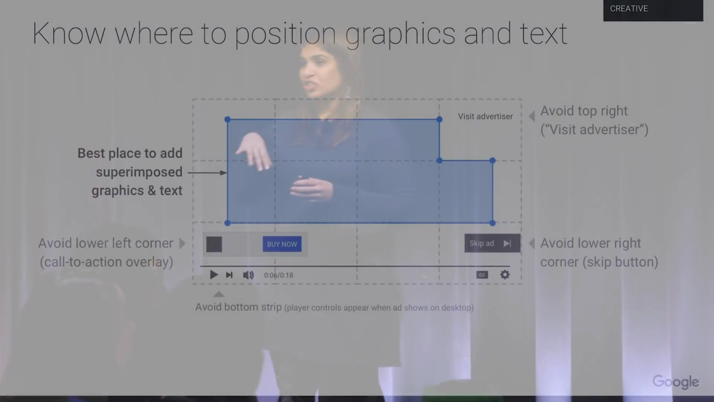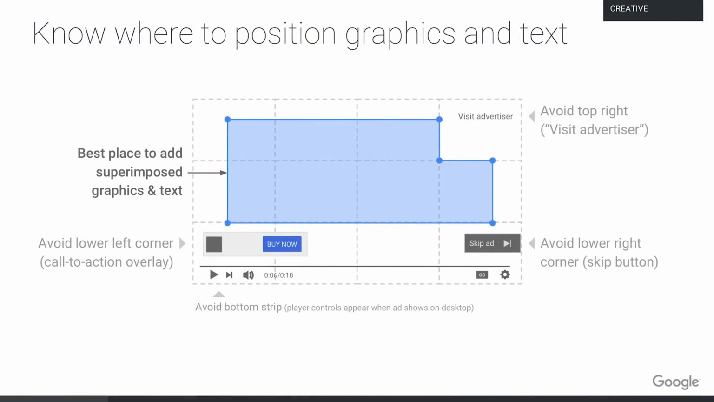So if we go back to that Neutrogena example, where we saw the one wipe away, the product showcase right dead center, you want to work within this box that's colored in blue, because you have to think about, on YouTube, you're going to have that visit advertiser icon in the top right corner. You don't want any pertinent information being blocked by that. You also want to avoid the call to action overlay in the bottom left corner. And of course, we have that skip button. We have to be really mindful of that. And then the bottom strip where it has those player controls. So try to center it into where we see that blue box.